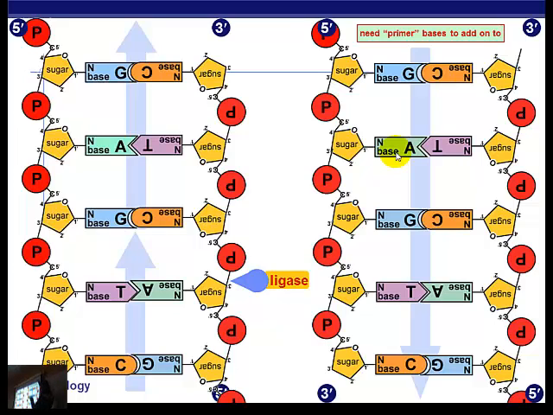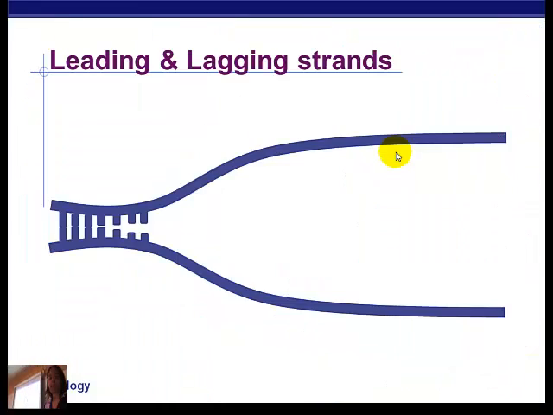I could have switched this DNA molecule around, and I could have had my 3' over there. You have to pay attention to this, and you can start going down from here. And your new strand is always going to be the 5 to 3. Okay, here's what it looks like.